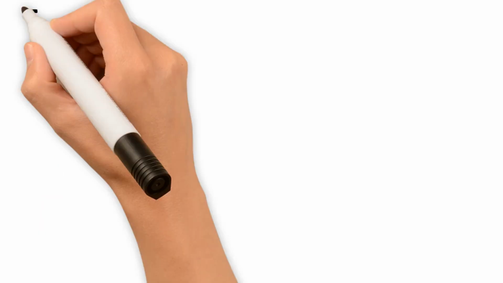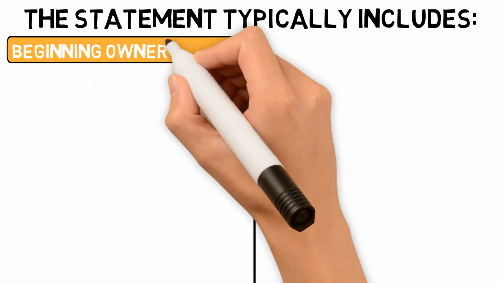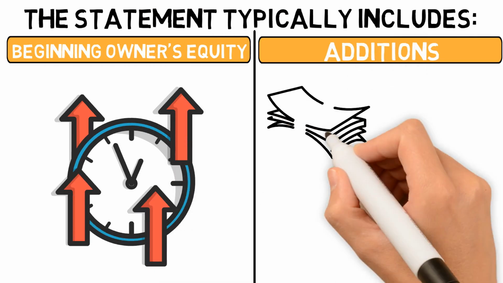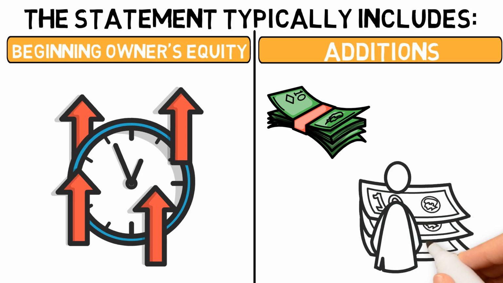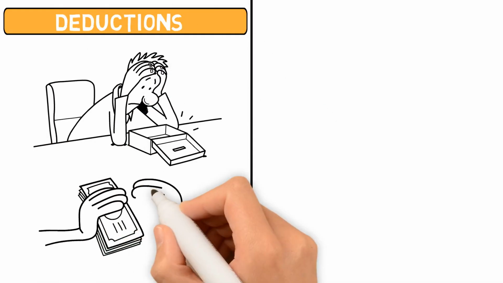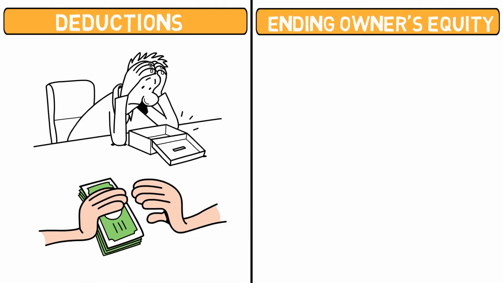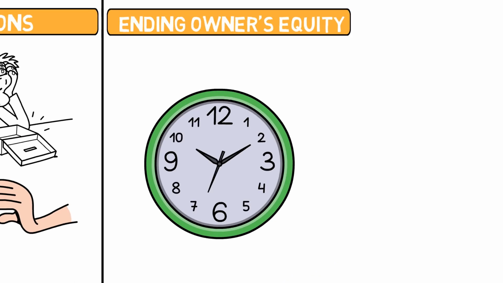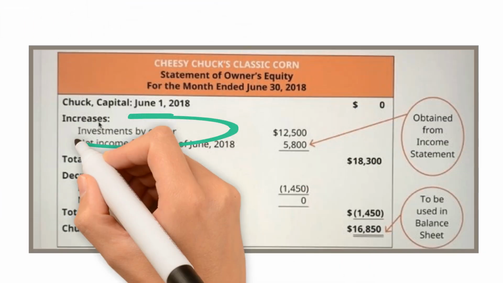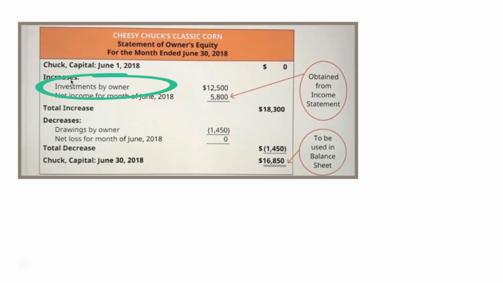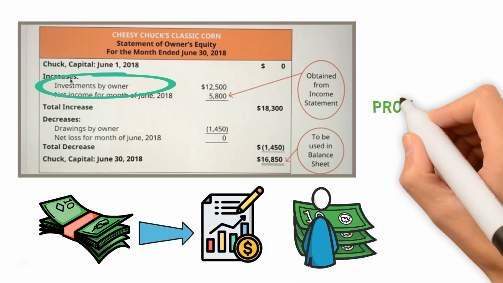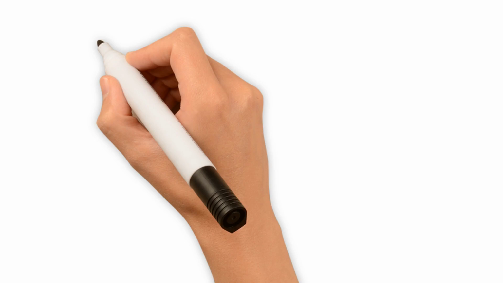The statement typically includes 1. Beginning owner's equity, the equity at the start of the period. 2. Additions, including net income and any additional investments by the owner. 3. Deductions, including net losses and any withdrawals by the owner. 4. Ending owner's equity, the resulting equity at the end of the period. For Cheesy Chuck's Classic Corn, the statement of owner's equity for June starts with the initial investment by the owner. It adds the net income from the income statement and subtracts any withdrawals made by the owner, providing the ending balance of owner's equity. The third statement is the balance sheet.